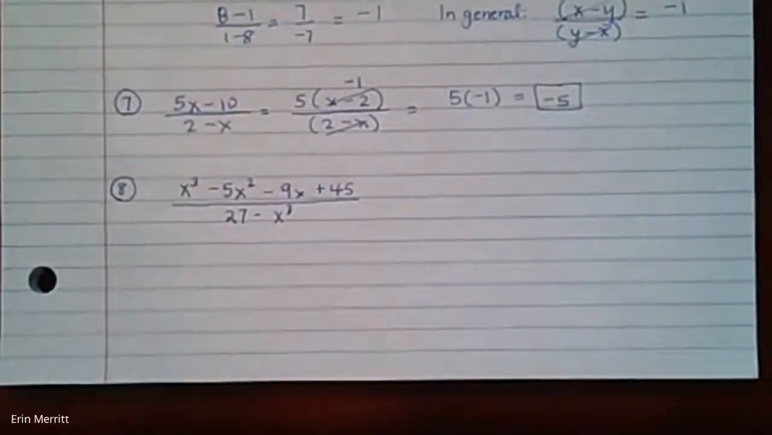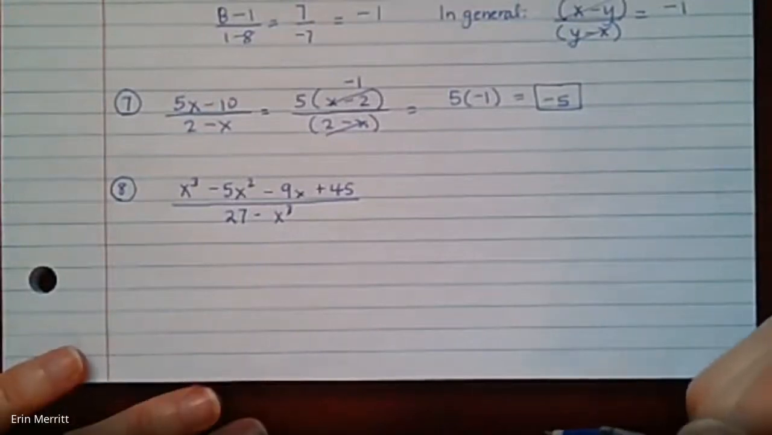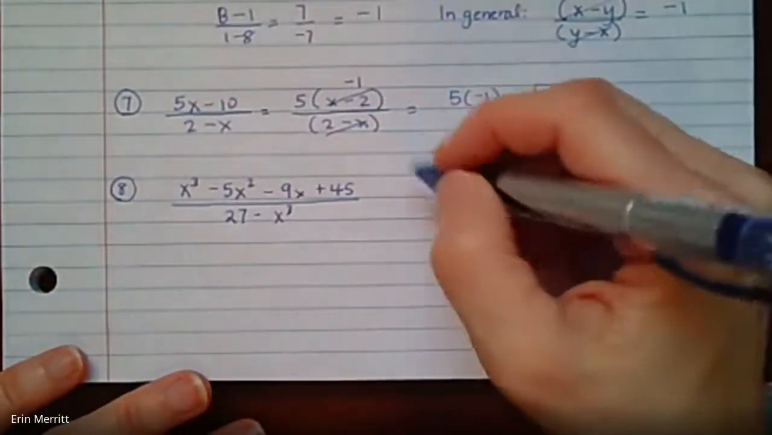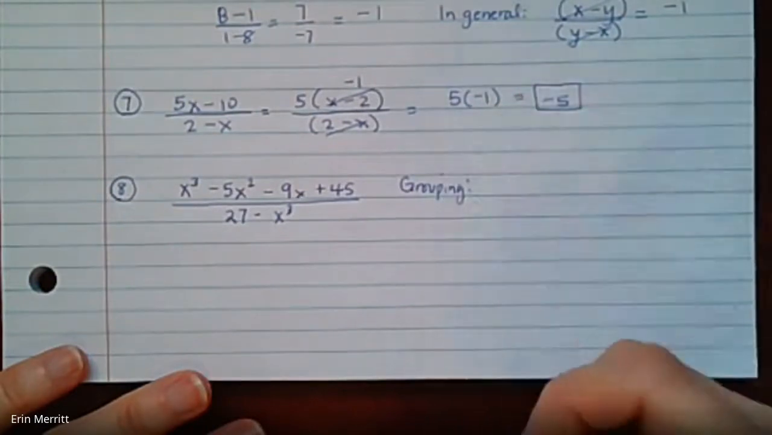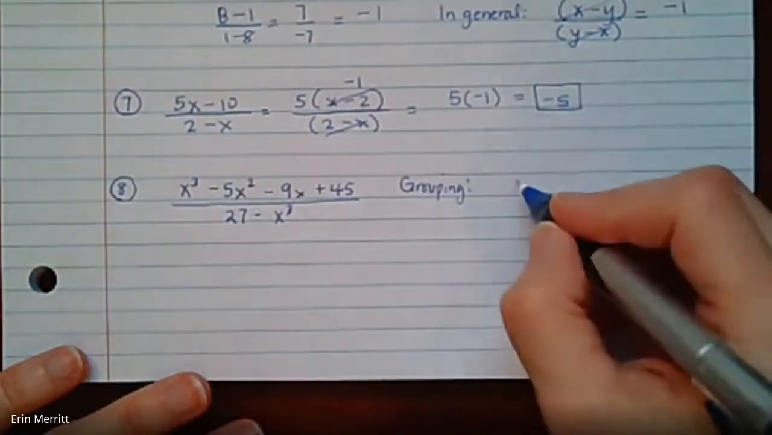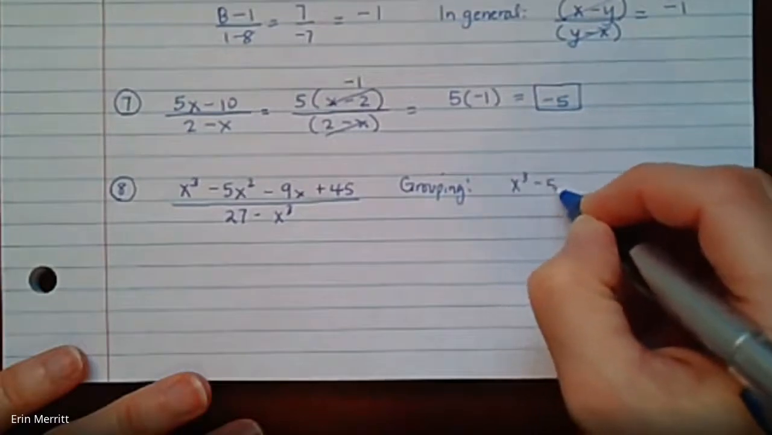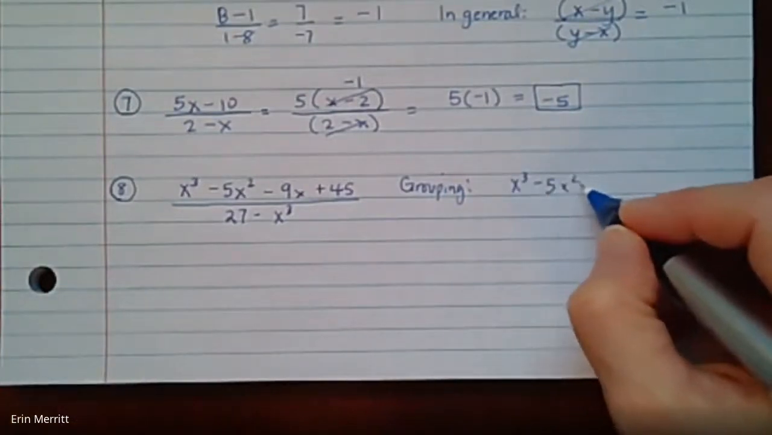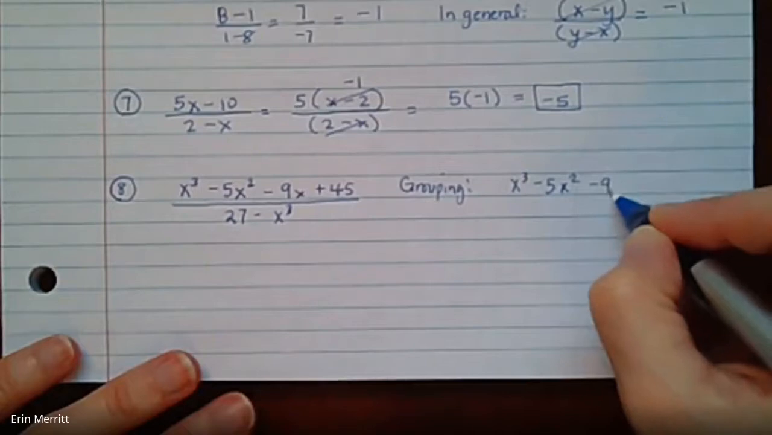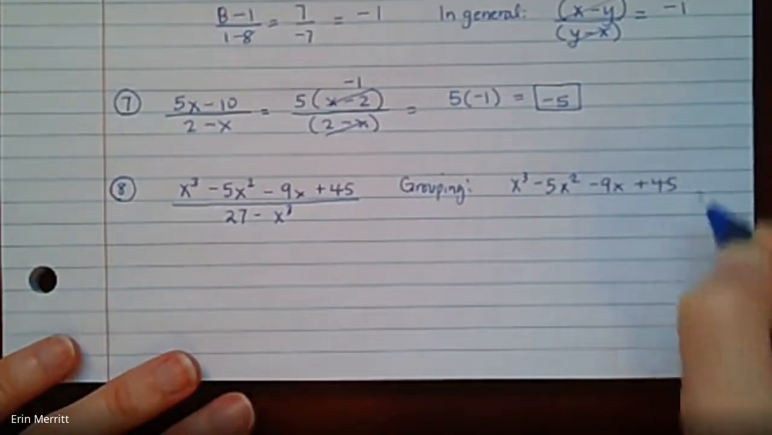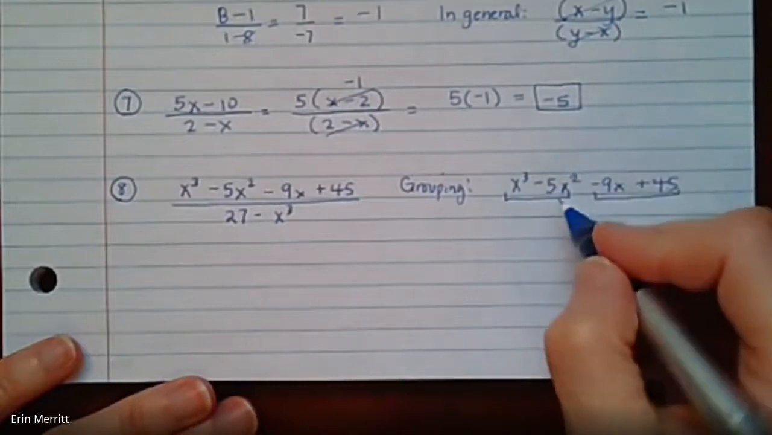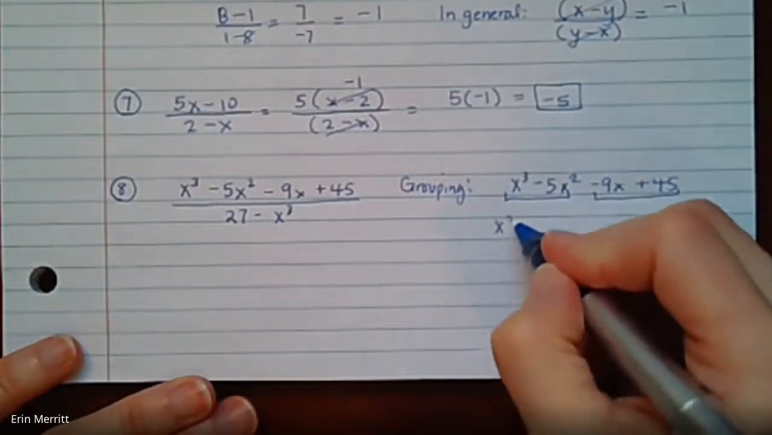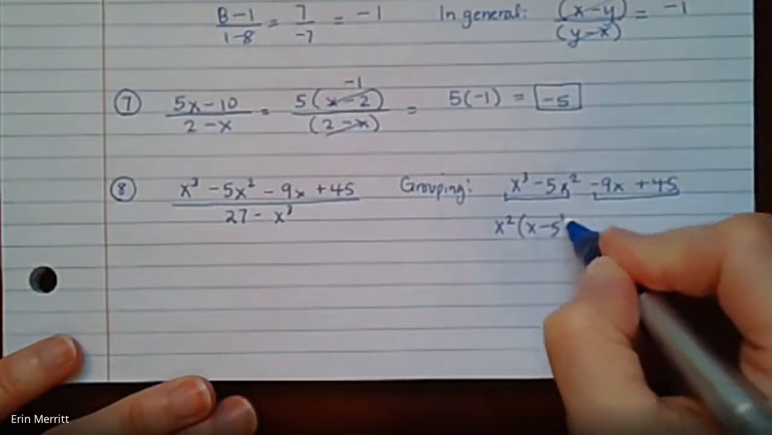All right. When we have 4 terms, what should come to mind is that we're doing a little factoring by grouping. So let's take that top factor and let's mess with it. So x cubed minus 5x squared. And then we've got minus 9x plus 45. If I group the first two and group the last two, we take a GCF out. So this leaves me with x squared times x minus 5.